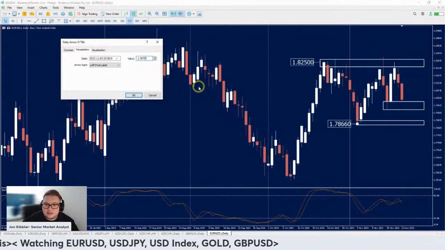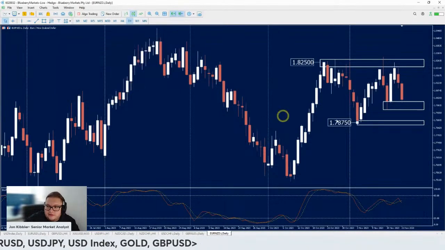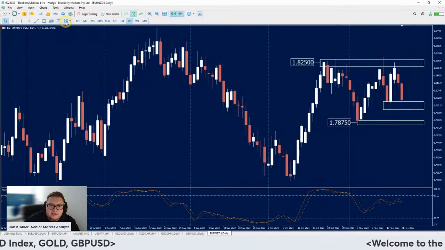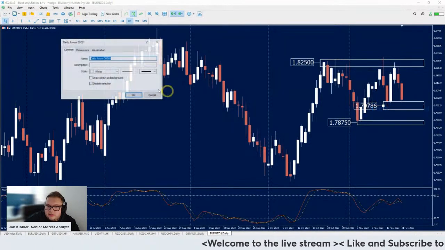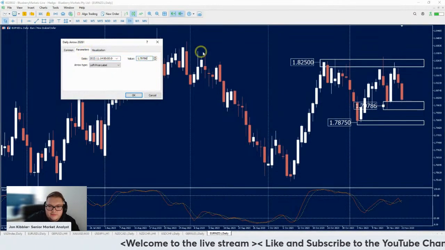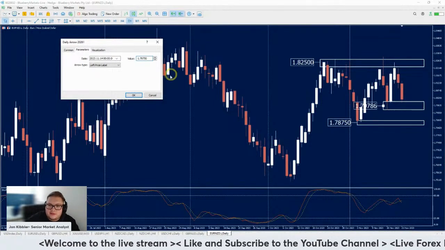178.86. I'm going to go 178.75 and see how that looks. That's in the zone. I'm going to apply one here, 179.78. So that's quite easy. Round that to 75.